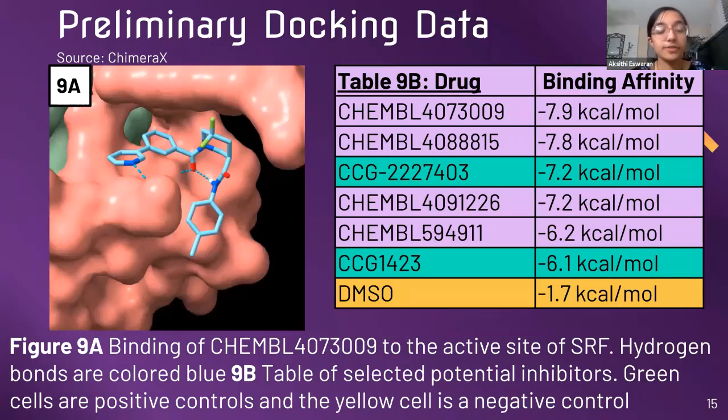The figure to the left shows our best candidate visualized as binding to SRF. And the table shows 4 of our candidates, which are highlighted in purple, with their binding affinities, as well as our 2 positive controls highlighted in green and DMSO highlighted in yellow. DMSO was our negative control. And as we can see, 2 of our candidates did have better binding affinities than both of our positive controls. So those were our top candidates.